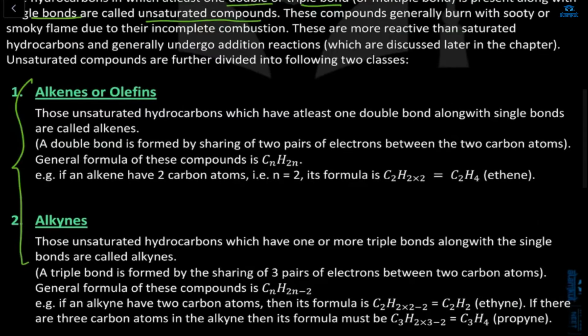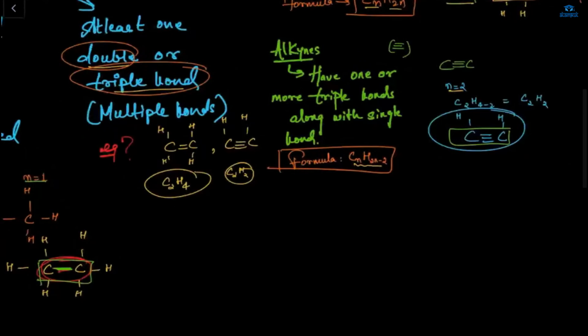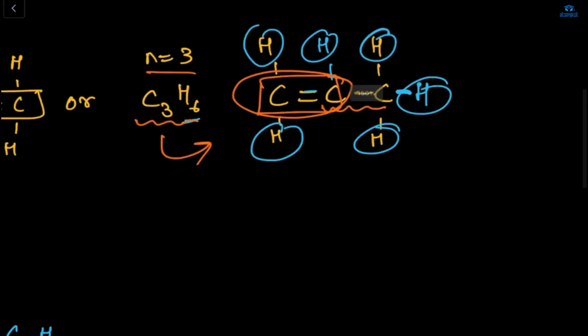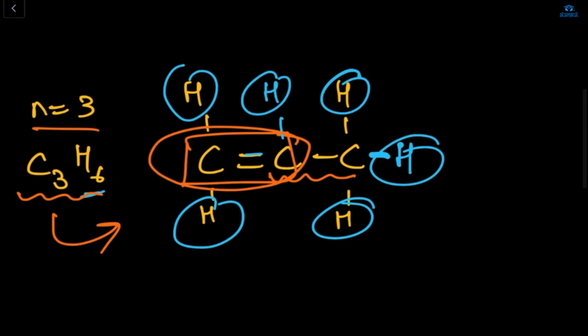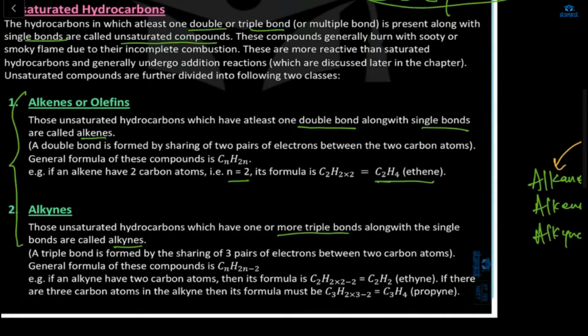First of all, we'll look at alkene. Alkene has a double bond, and single bonds will also be present. If we take the example of n is equal to 2, it will be ethene. What about alkyne? Alkyne has a triple bond along with single bonds. So alkyne is over here with a triple bond, and alkene is with a double bond along with your single bond. This is your single bond and this is your double bond. Next, alkyne with two carbons is your ethyne, and this is your propyne.